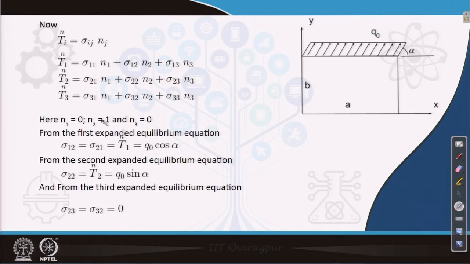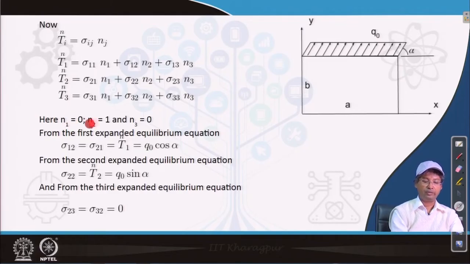So, what we have is that Ti equals sigma ij nj, and this is the expanded form. In the previous slide, we found the T1, T2 values. Now for n, we need to denote that n1 equals 0, because we are talking about this boundary. n2 is in this direction and equals 1, and n3 equals 0. If it is some inclined plane, then it probably will have n1 and n2 values. Here it does not have an n1 value, and n3 is always 0 because we are considering a two dimensional problem with the help of the three dimensional equilibrium equation.